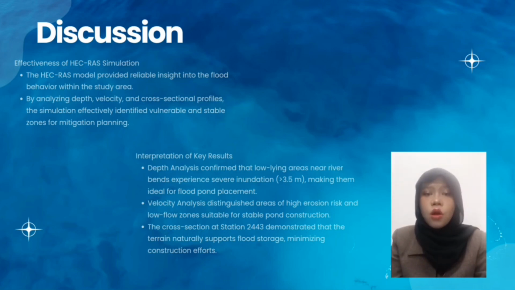For interpretation of key results, depth analysis confirmed that low-lying areas near the river experienced severe inundation higher than 3.5 m, making them ideal for flood pond placement. Velocity analysis discusses areas of high erosion risk and low flow zones suitable for stable pond construction. The cross-section at station 2443 demonstrates that the terrain naturally supports flow storage, minimizing construction efforts.